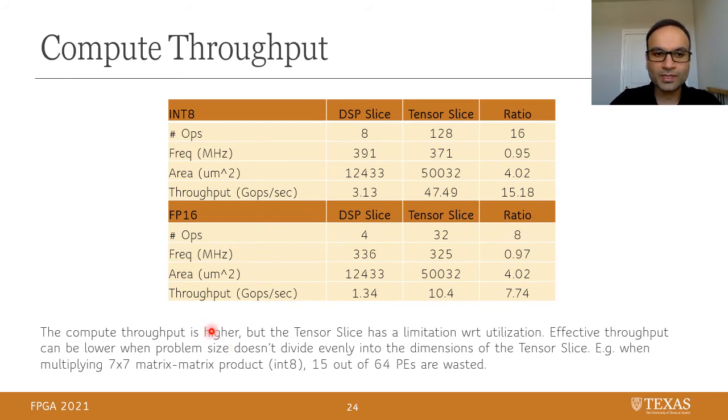It is important to note that although the compute throughput of the tensor slice is higher, it does have a utilization-related limitation. The effective compute throughput can be lower when the problem size does not evenly divide into the dimensions of the tensor slice. For example, if we are performing a 7x7 matrix multiplication, then 15 out of 64 PEs will be wasted. This is in int8 mode.